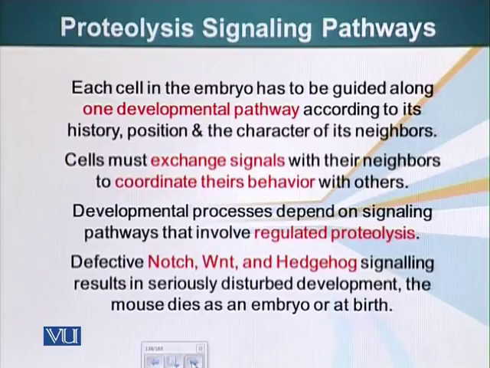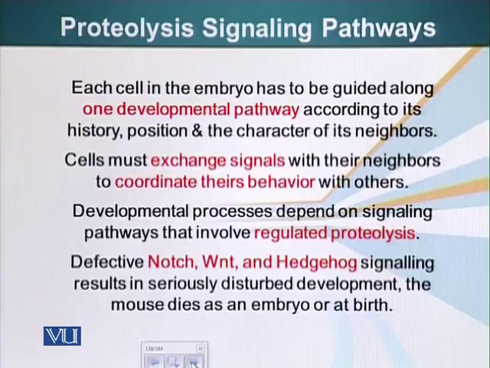So cells have to exchange signals with their neighbors to coordinate their behavior. If a cell has decided that it is going to become a nerve cell, it should tell other cells not to develop into a nerve cell, because I am going to develop into a nerve cell. So how do cells manage that? We'll see that. These processes involve regulated proteolysis, not that a protein will be degraded at random, but at specific sites. So three systems: Notch, Wnt, and Hedgehog.